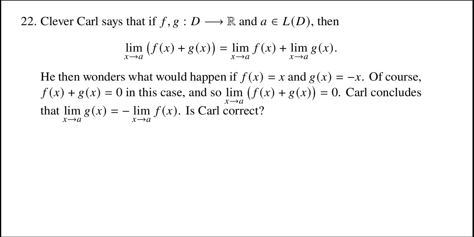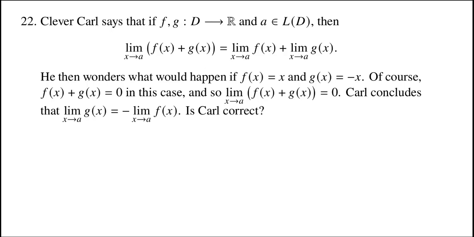What would happen if he took the limit as x went to a of f of x? Well, it would go to, I guess, a. And for g of x, it would go to negative a. a plus negative a is 0. Oh my gosh, is Carl actually correct for once? Well, no. As we said on day one, Carl will never be correct. It turns out his example is correct.